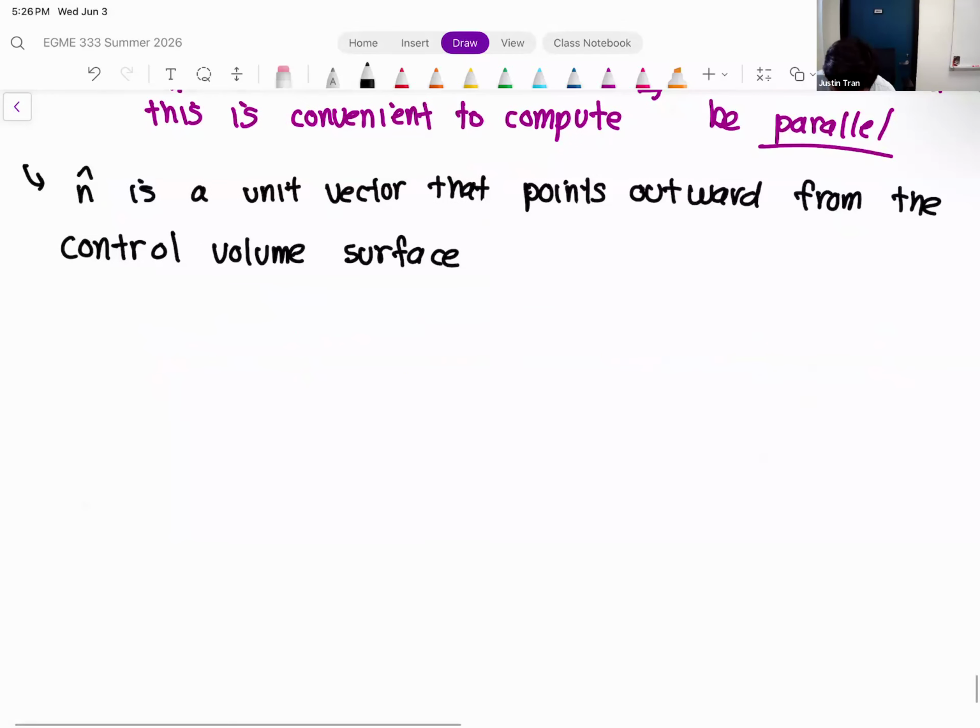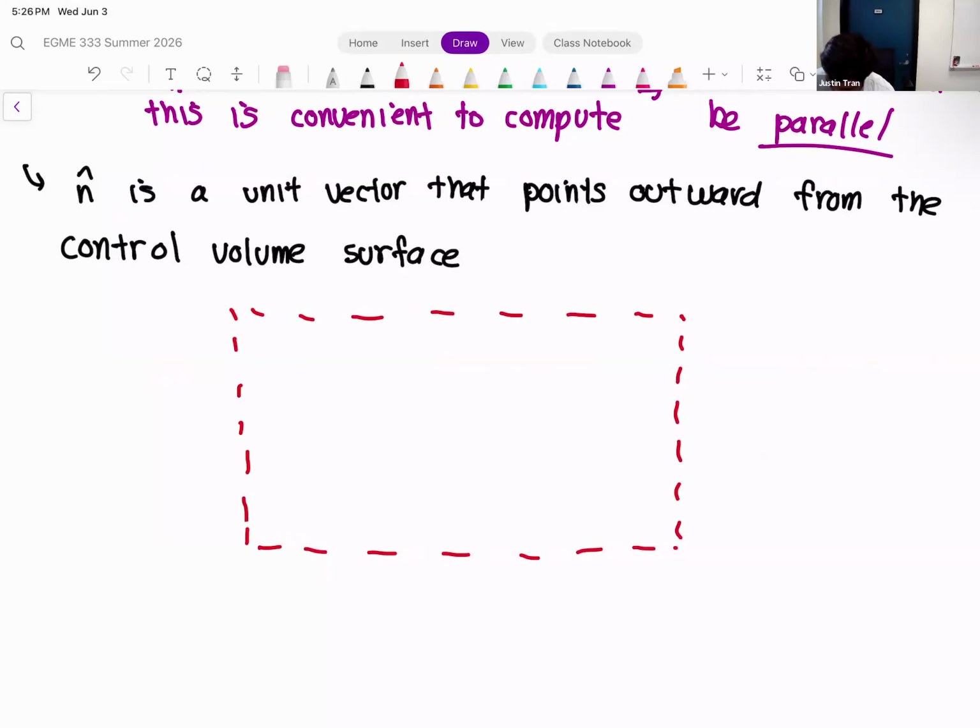All right, so if you have your control volume, let's say your control volume looks like the following. Every exterior surface of your control volume has a normal vector that's associated with it. And remember, the normal vector always points outwards, right? And the reason it's called the normal vector is that it is normal to your surface.